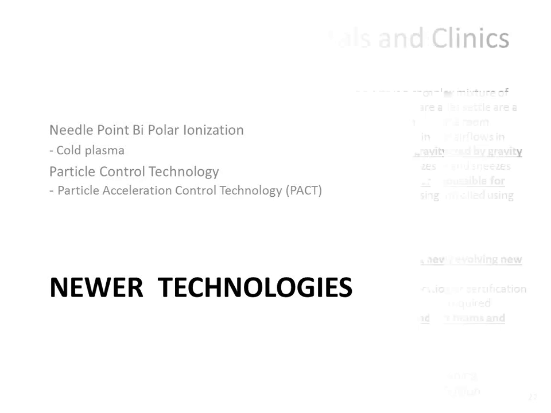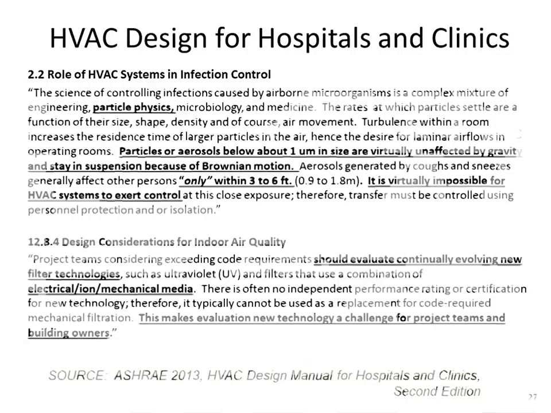Particles and aerosols below 1 micron in size are virtually unaffected by gravity and stay in suspension because of Brownian motion. It says aerosols and sneezes generally affect people within 3 to 6 feet, or, from one of the other slides that I showed before, newer studies have shown that it affects people a lot further. And it's virtually impossible for HVAC systems to exert control. So you as designers should continually evaluate newer filter technologies, especially electrical, ion, and mechanical media. This makes evaluation of new technologies a challenge for project teams and building owners. So that's right from ASHRAE. They're realizing that the old methods aren't working.